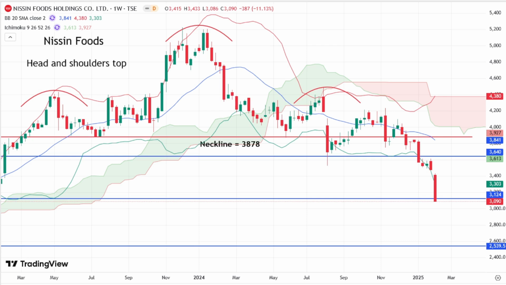I last covered Nissin on the 19th of January and I highlighted to stay bearish due to a head and shoulders top. Nissin continues to trend lower, and note that the next support at 31.24 was just broken this week. So expect further downside going forward. The textbook target of this head and shoulders top is at 2,539.5.